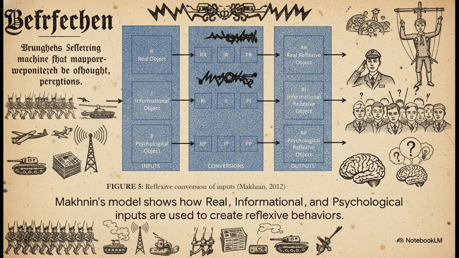Later on, Russian theorists like this guy Makhnin, they refined this into even more detailed models. Now, this diagram looks really complicated, I know, but the idea is to show how you can use different kinds of inputs, real things like troop movements, informational things like news reports, and psychological things like propaganda, and convert them into predictable actions from your adversary. It's basically a blueprint for a machine that weaponizes thoughts and emotions.